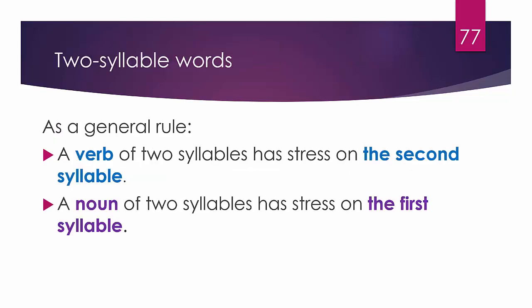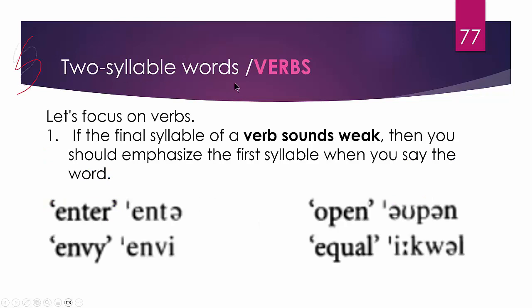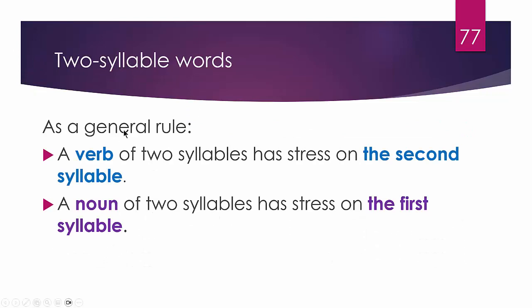Two-syllable words. As a general rule, a verb of two syllables has stress on the second syllable. A noun of two syllables has stress on the first syllable. Keep this in mind. When we talk about verbs and nouns, this is a general rule. We have our exceptions. So verb, second syllable; noun, first syllable.